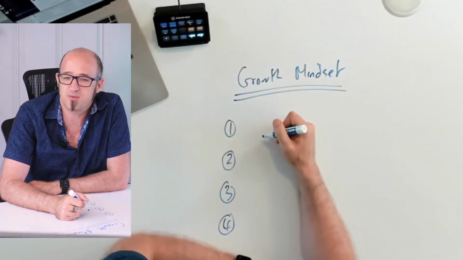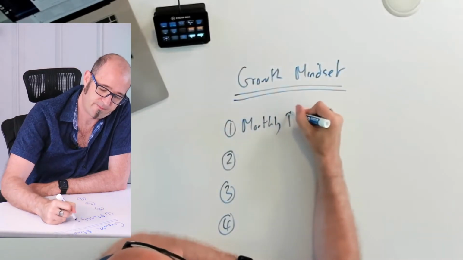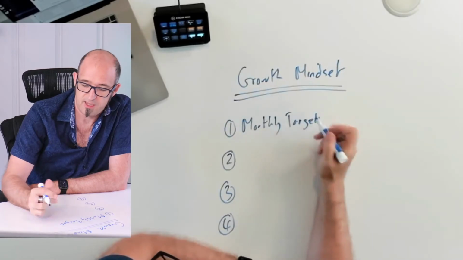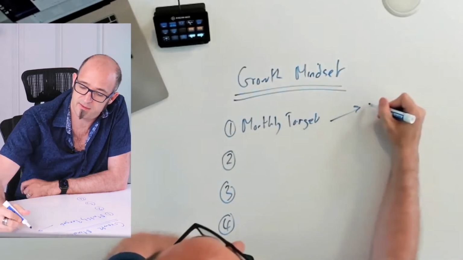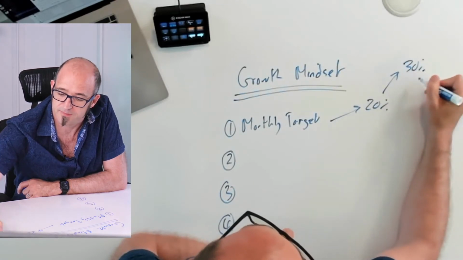So the first one here is to set your monthly target. Okay, now we know what this is, right? This is going to be 20% minimum or 30% stretch.